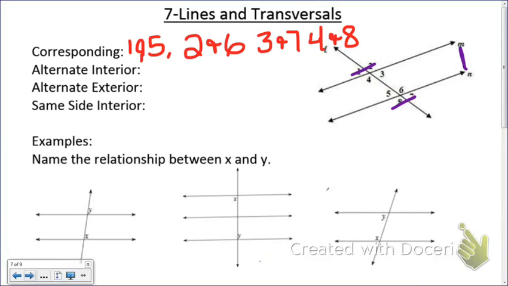Alternate, think of that meaning opposite. They are in complete opposite positions. So for instance, angles 4 and 6. You also have another pair, angles 3 and 5.